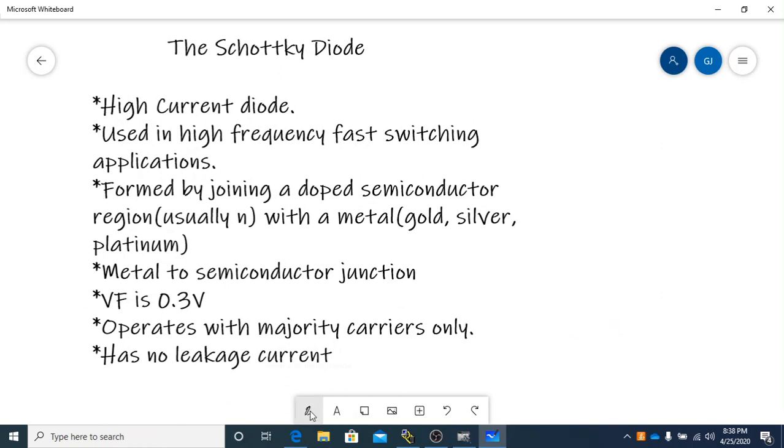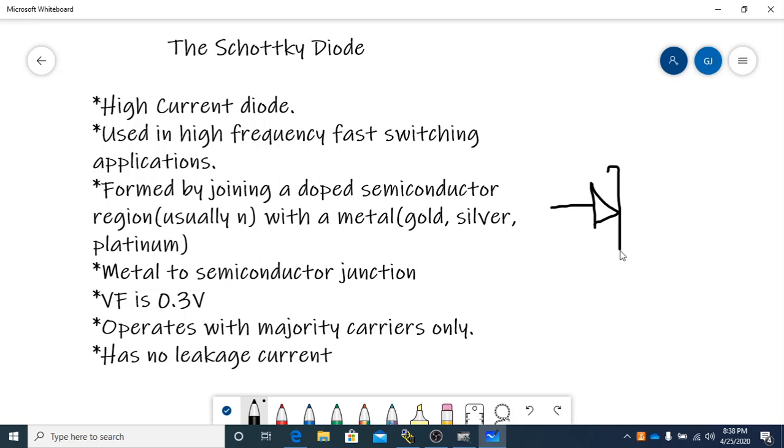And with that, we've seen that this right here is a typical symbol for a Schottky diode. All right. So the last one we're going to be going over is a tunnel diode.